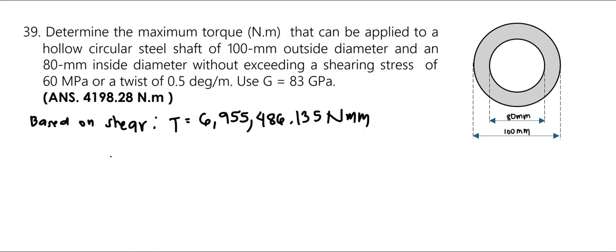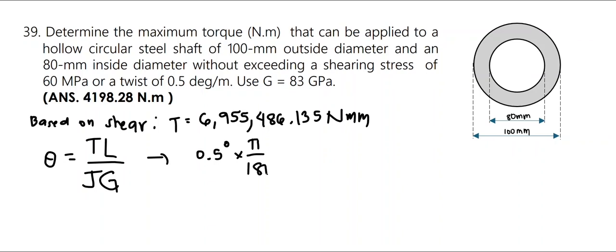And now let's consider the case where the angle of twist for the shaft must not exceed 0.5 degree per meter. The formula for the angle of twist is equal to torque T times the length divided by the polar moment of inertia multiplied by the shear modulus. We have the angle theta, or the angle of twist, equal to 0.5 degrees. Converting this into radians, this is 0.5 times pi divided by 180 degrees. This is equal to the torque applied times the length of 1 meter, because we're considering 1 meter for every 0.5 degree of rotation, or in millimeters, this is 1000 millimeters.